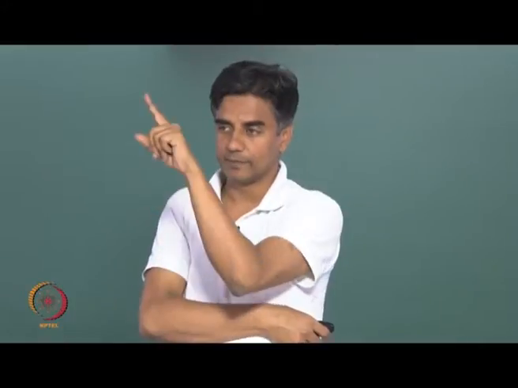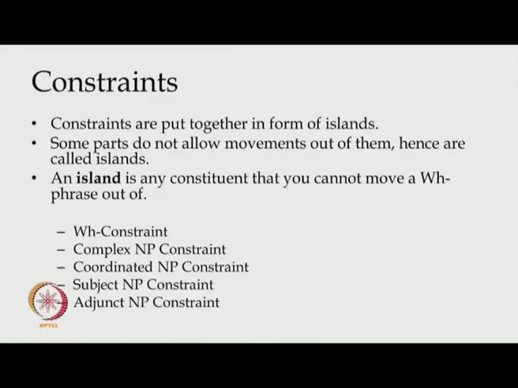We don't have structures here today, but I invite you to keep the structure in mind, how we get IP, CP, or CP, IP, and VP structure. If there is any need, I will draw it on the board, but we will see if we need it or not. So these are the 5 things that I have planned to show you. They are called WH constraint, complex NP constraint, coordinated NP constraint, subject NP constraint and adjunct NP constraint.